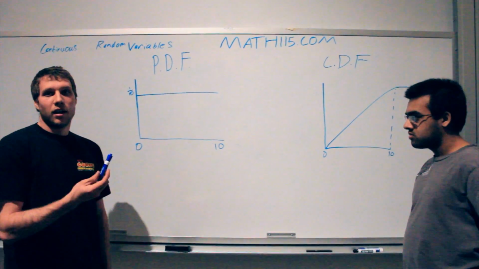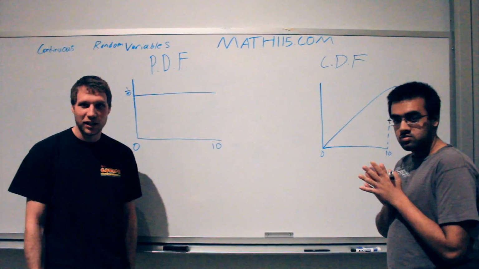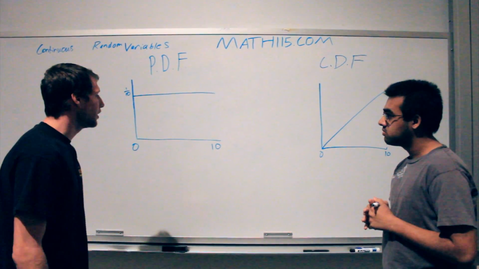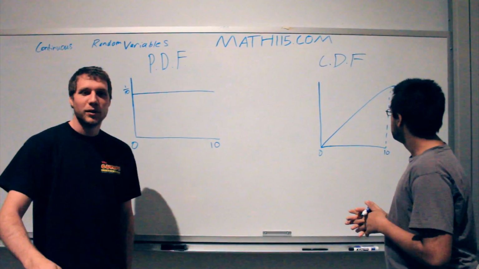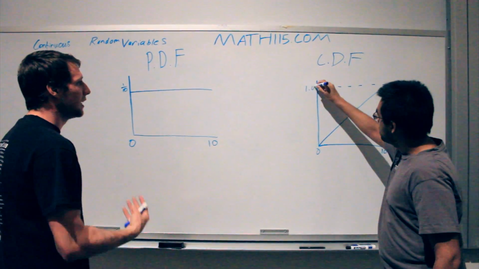Okay, so Ashish and I are here. We're going to do a little PDF, CDF explanation. We're going to use uniform random variables to explain it. This is kind of going to be a little excerpt video to understand how they work together.